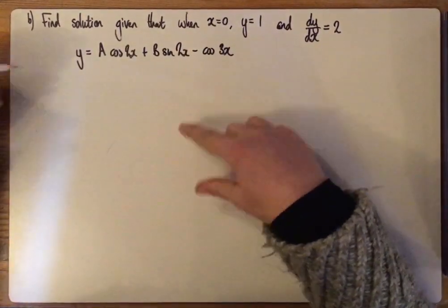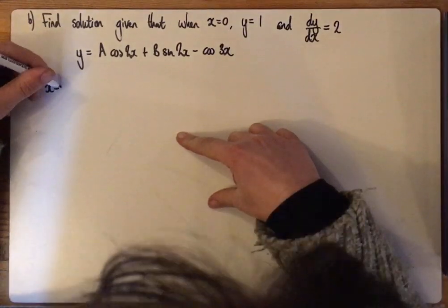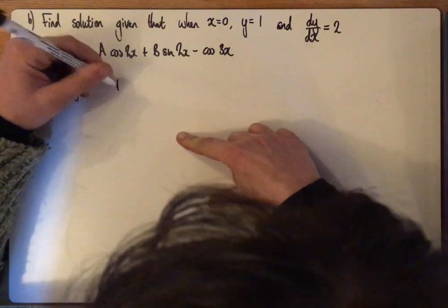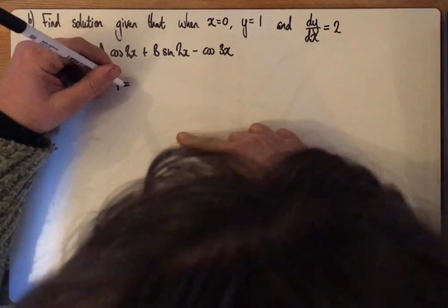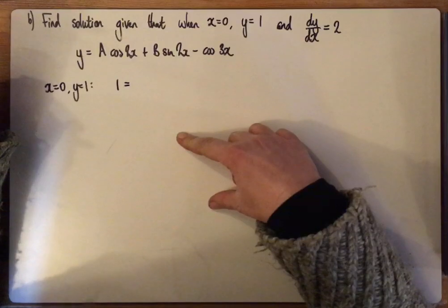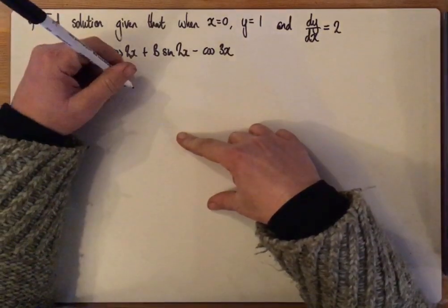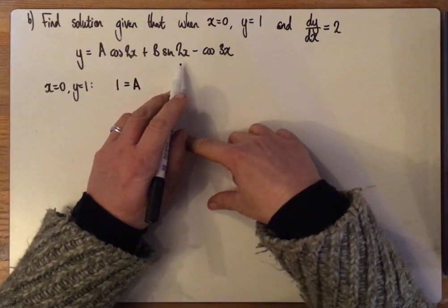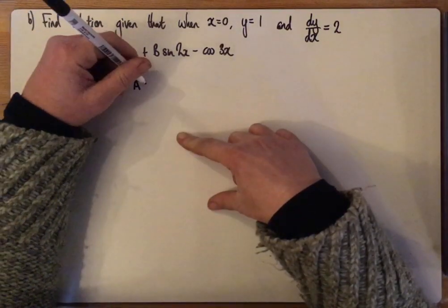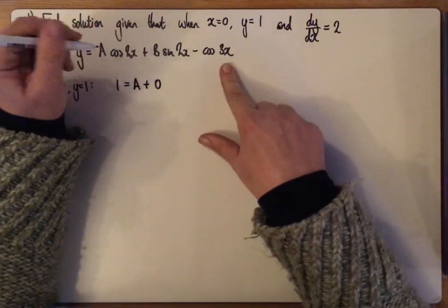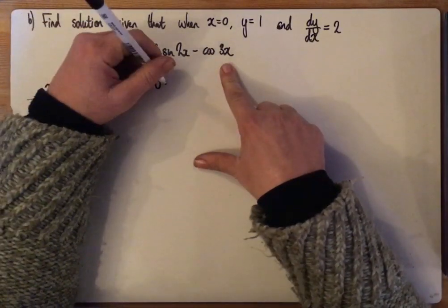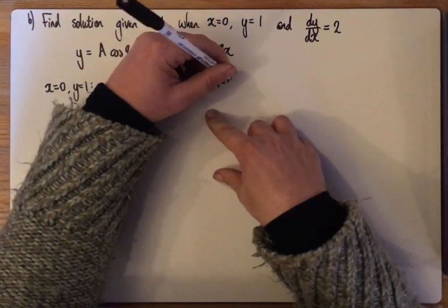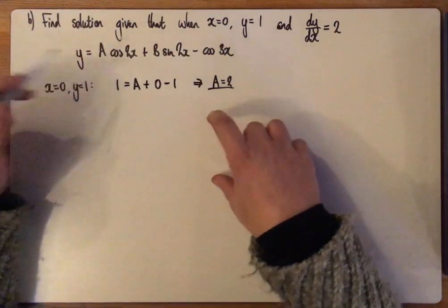Right, so when x equals 0, y equals 1. So this gives me 1 is equal to a cos 0, which is a times 1. Sine of 0 is 0, so that's just going to 0, and cos of 0 is 1. And so it follows from there that a is equal to 2.